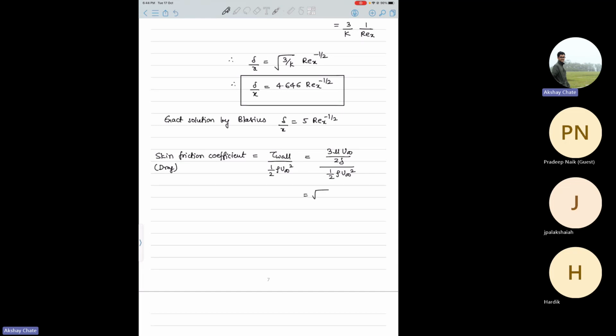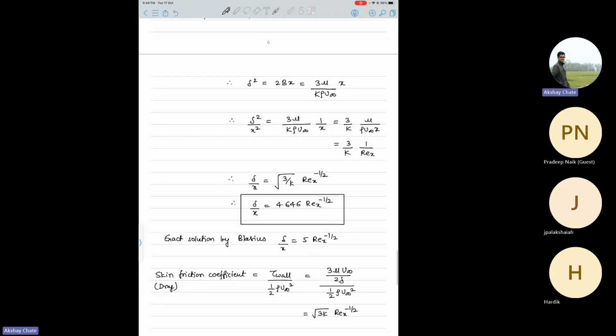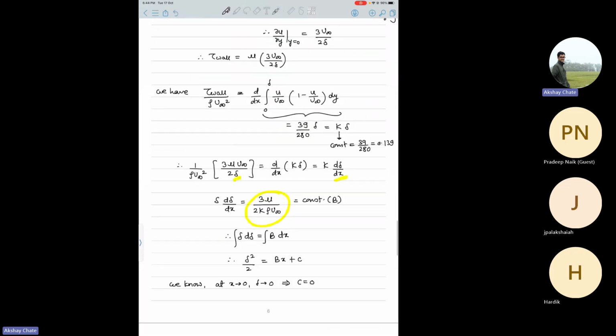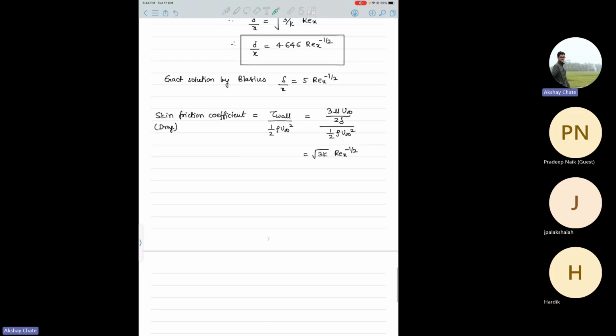You end up with something like root 3k into Re_x to the power minus 1 by 2, and we have this k value, which is 0.139 here. If you put that value in and solve it, you get 0.646 into Re_x to the power minus 1 by 2. So this is your CF. This is the CF formula.